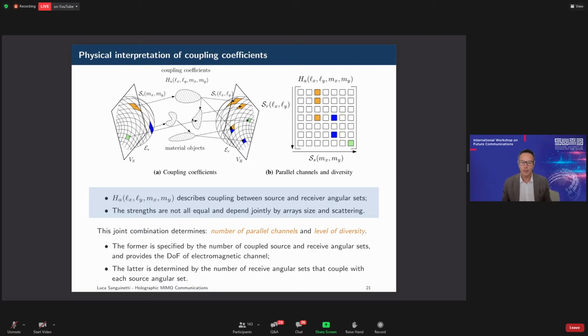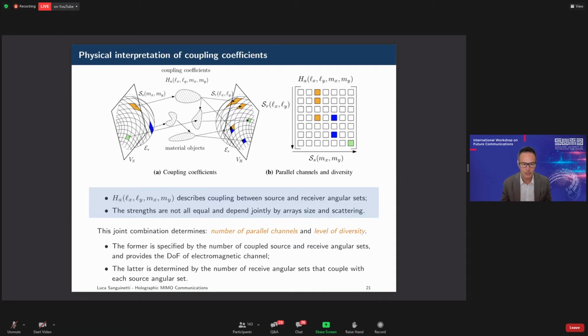The important thing here is that if you measure these coupling coefficients, you can understand two key parameters in any MIMO communication system, which are basically the number of parallel channels, the degrees of freedom of the channel, and the level of diversity.